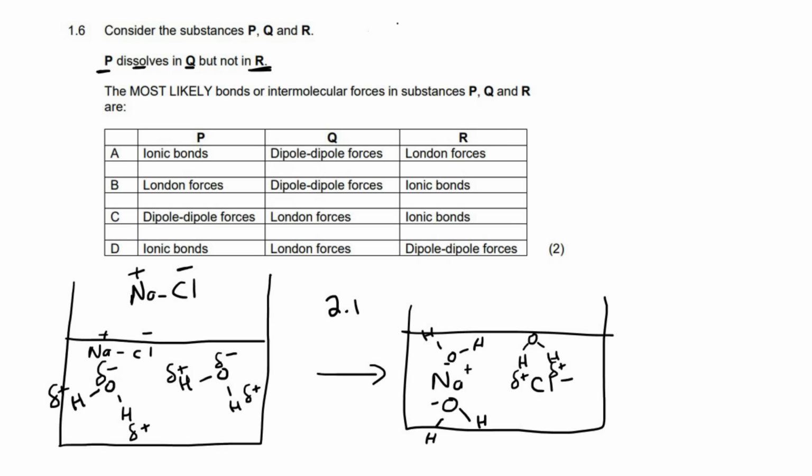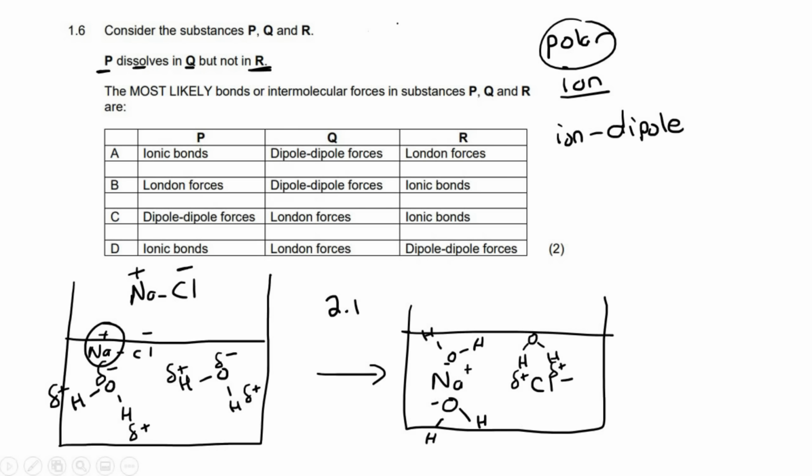Now let's talk about the name of that attraction. Well, it happens when you have a polar molecule. So you need a polar molecule, and then you need an ion. Now a polar molecule, we also refer to as a dipole. So we're going to say that this is an ion dipole force. And that is a type of force that we've learnt about, which helps us to dissolve things. So I would imagine that P and Q would be some type of ionic substance and a dipole substance. So this one could be the correct answer. Yeah, it would have to be this one.